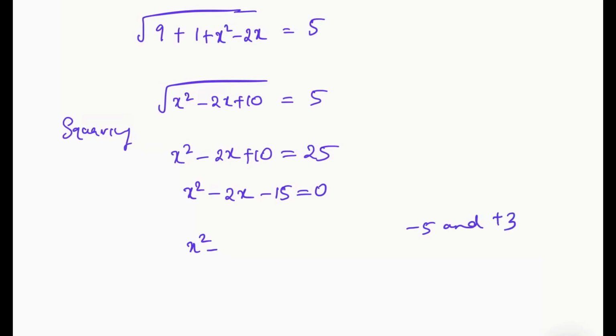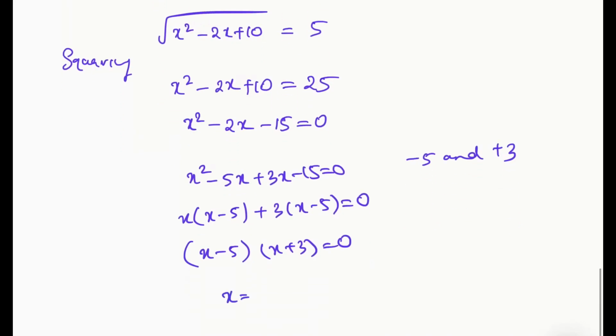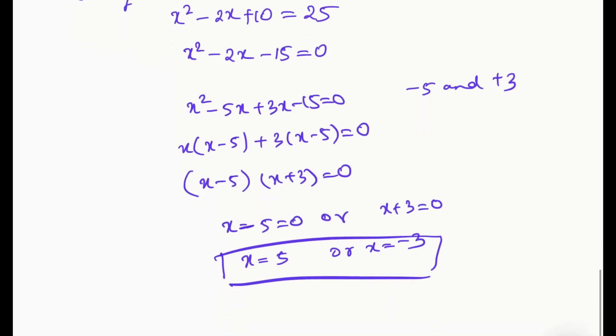Correct? Minus 5 plus 3. So x square minus 5x plus 3x minus 15 equal to 0. x is common: x minus 5 plus 3 times (x minus 5) equal to 0. So you get x minus 5 is common, into x plus 3 equal to 0. Right? You get either x minus 5 is equal to 0 or x plus 3 equal to 0. So you can write x equal to 5 or x is equal to minus 3. Okay, so this is how you find the value of x.